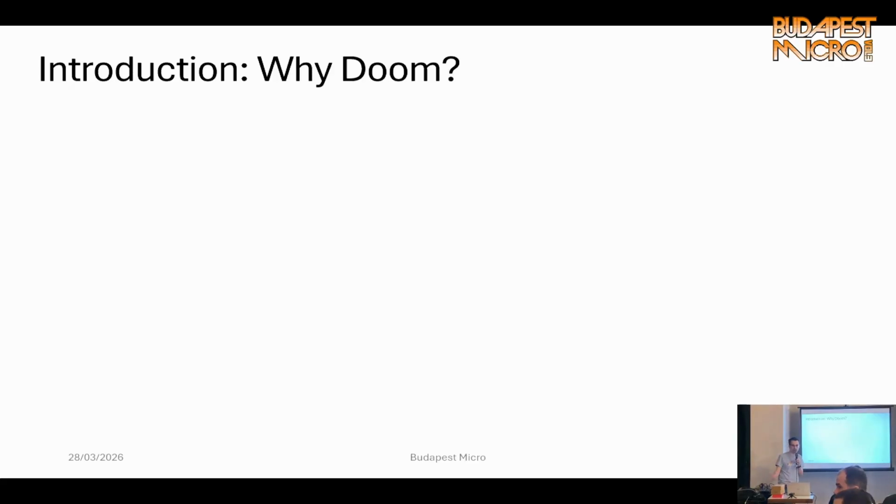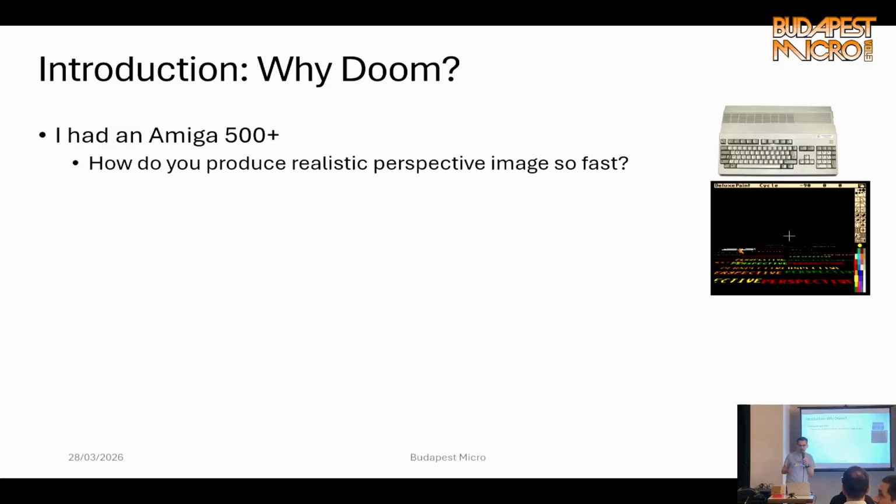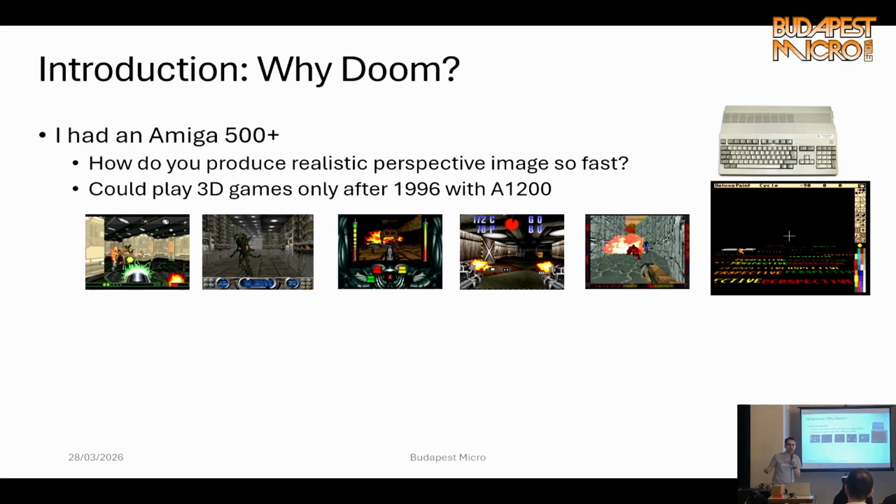And in the introduction, why Doom? So yes, I had an Amiga 500 Plus when Doom came out, and I was fascinated how Doom could create a realistic perspective image so fast, where, for instance, Lux Paint was so slow in the perspective mode. And I could play 3D games only in 1996 when I bought an Amiga 1200, but they were not Doom. And Doom, it came out in 1998.